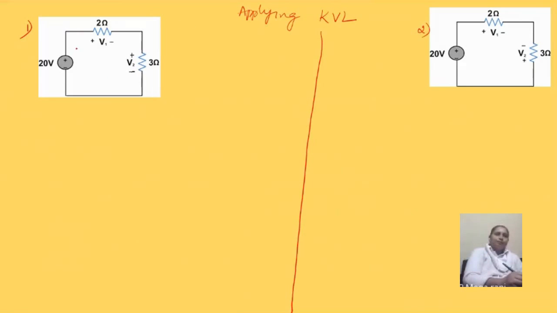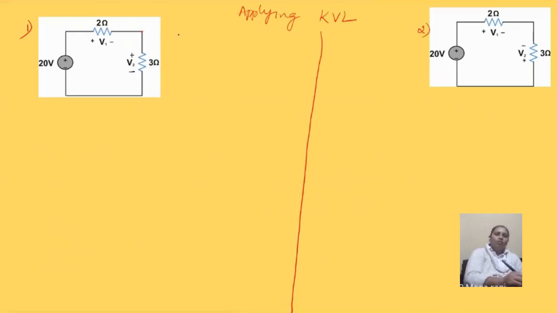Here, as you can see, there are two resistors which are connected in series. Why am I saying they are connected in series? Because they are having only one common point, so they are connected in series to a voltage source of 20 volts. So here we are going to check whether KVL is verified or not.